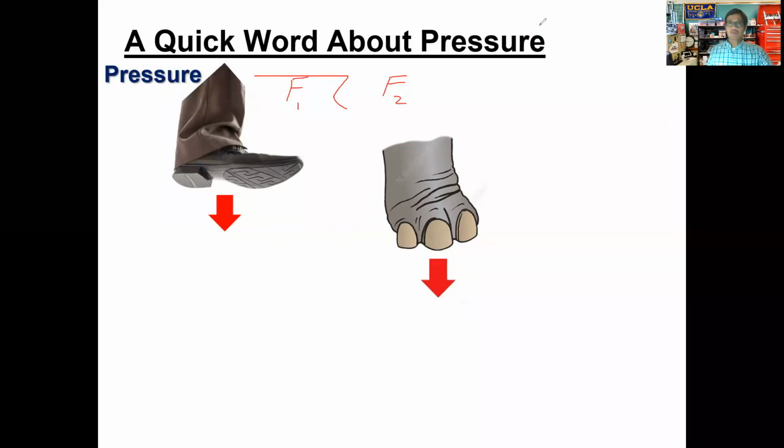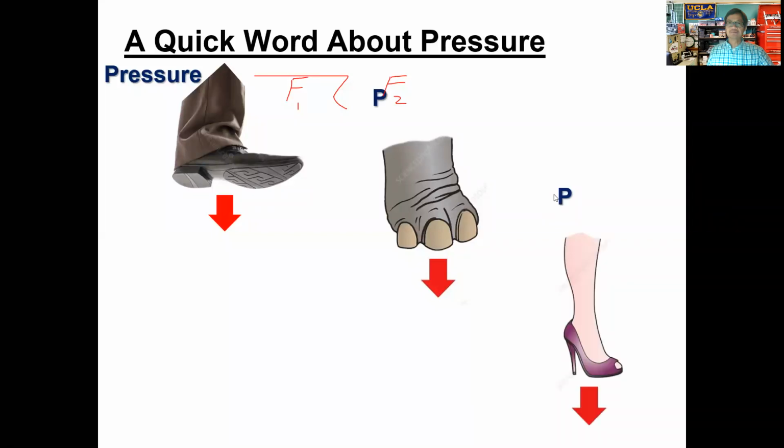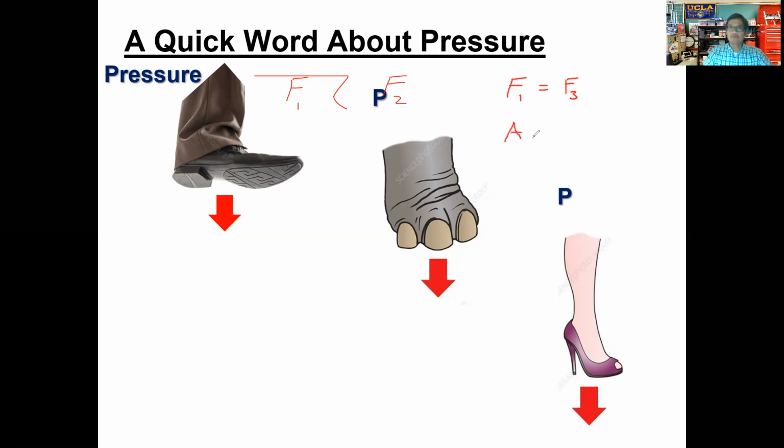So what if I put on a pair of high heels? And I'll finish up with this. You can imagine that if I put on a pair of high heels, the forces are the same. I'm not exerting greater force. I'm still pushing down with the same force, but what is different? The area. The area over which I push is going to be smaller when I put on a pair of high heels than when I'm wearing my shoe.